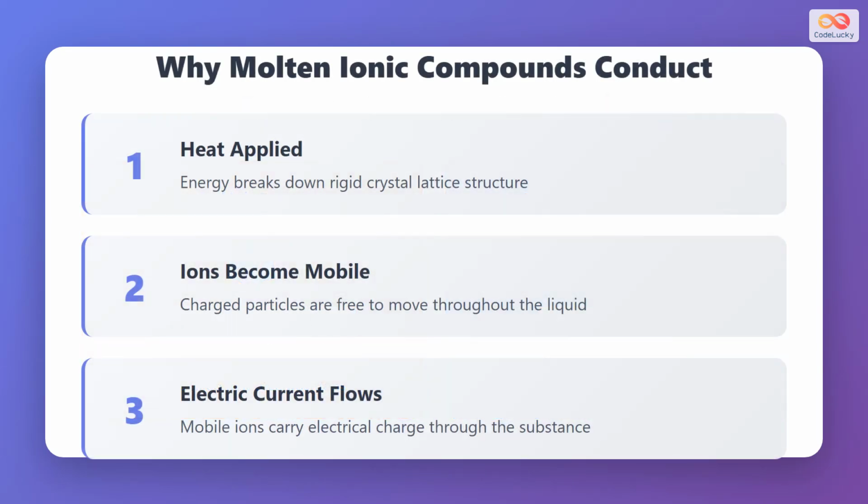Let's understand the process of electrical conduction in molten ionic compounds through three key steps. First, when heat is applied to an ionic compound, the thermal energy provides enough force to break down the rigid crystal lattice structure. Second, once the lattice breaks apart, the ions that were previously locked in fixed positions become mobile and can move freely throughout the liquid. Third, when an electric potential is applied, these mobile ions migrate toward oppositely charged electrodes, carrying electric charge through the substance. This movement of charged particles constitutes an electric current, which is why molten ionic compounds are used in various industrial processes.